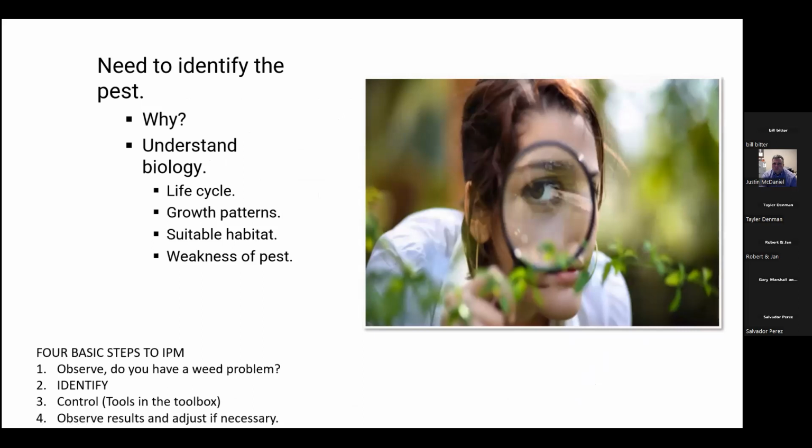So the second step of the integrated pest management system is going to be identifying the pests or the weeds that are bothering you. The reason why we want to make sure that we properly identify them is so we have a good understanding of their biology, basically their life cycle, their growth patterns, all that kind of stuff. That can affect when we spray herbicides, if we have to use herbicides, and making sure that we time things appropriately to get a good efficacy of the weed control method that we plan to use.